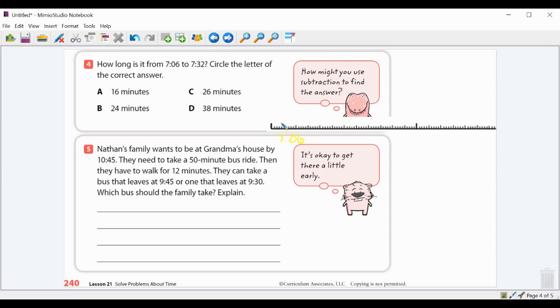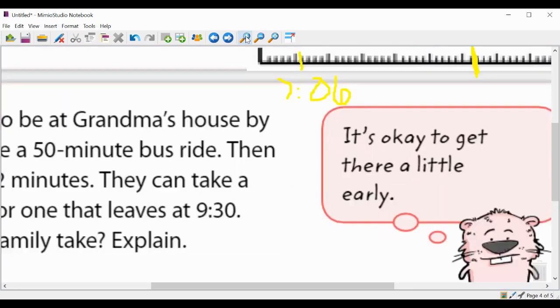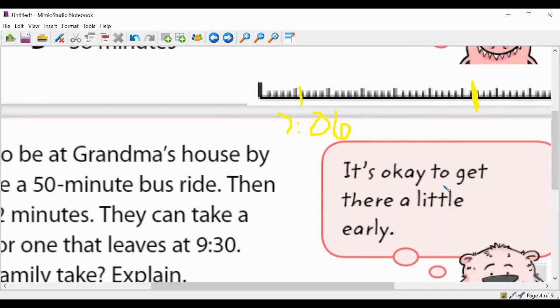And I need to get up to 7:32. So 7:32. So 5, 10, 15, 20, 25, 30, 31, 32. Right there. Okay. So I can't count by fives to start off with yet because if I look really closely, I'm not on the 5, I'm one after it.